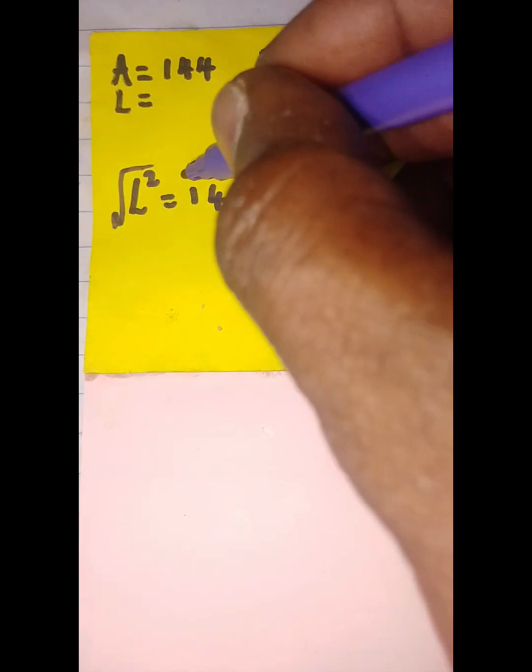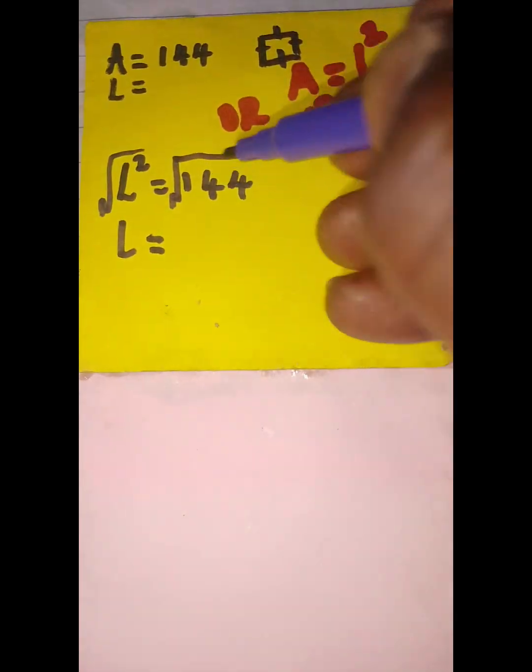Now that we're looking for one side, that means we find the square root of both sides. Square root of L squared and square root of 144. The square root of L squared is L, and the square root of 144 is 12. One side is 12.